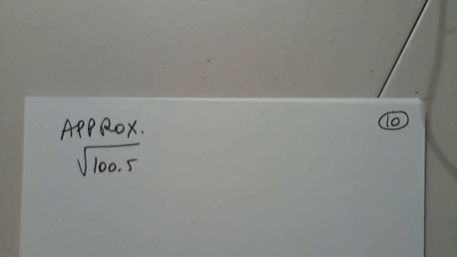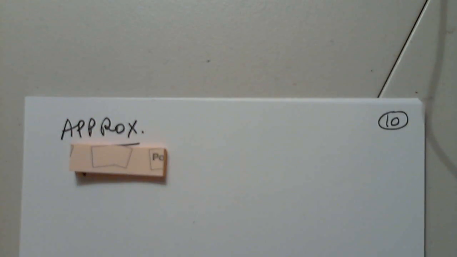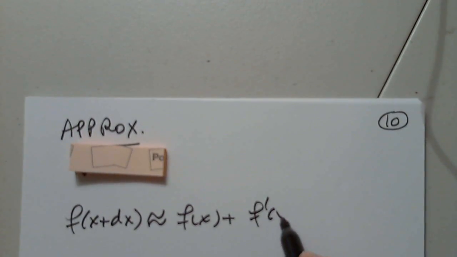Square root of 100.5. The square root of 100.5. Very good. So the square root of 100.5. So they're asking us to approximate. So before I even look at this using differentials, I write my formula. F of x plus dx is approximately f of x plus f prime of x dx. This is the formula.